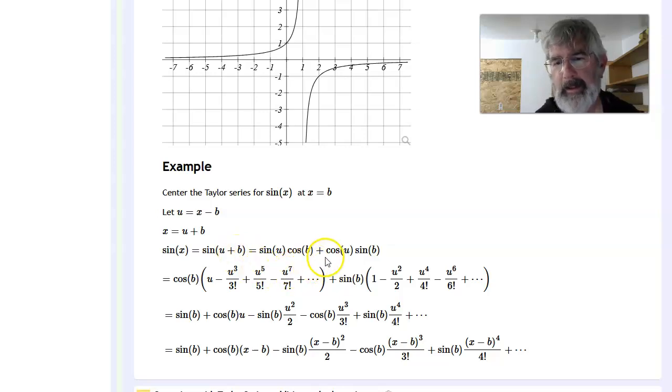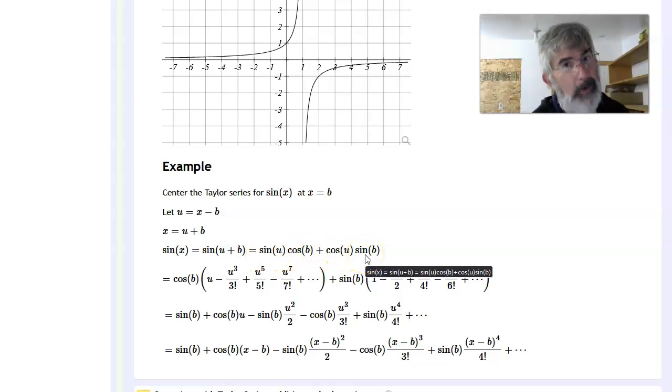And I've got a trig identity. The sine of a sum says this is the sine of u times the cosine of b plus the cosine of u times the sine of b. How's your trig?